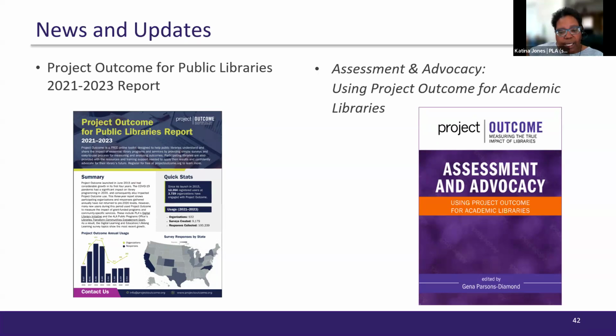Chapters in this book capture ways to use Project Outcome to make small changes, like the optimal arrangement of library study room furniture, to sharing the data as evidence in advocating for institutional, state, or federal funding, all the way to using Project Outcome data in collaboration with data sets from other sources to provide greater insights into the contributions of academic libraries to student learning and success. The book, edited by our co-presenter, Gina, is expected to be available next month in September.